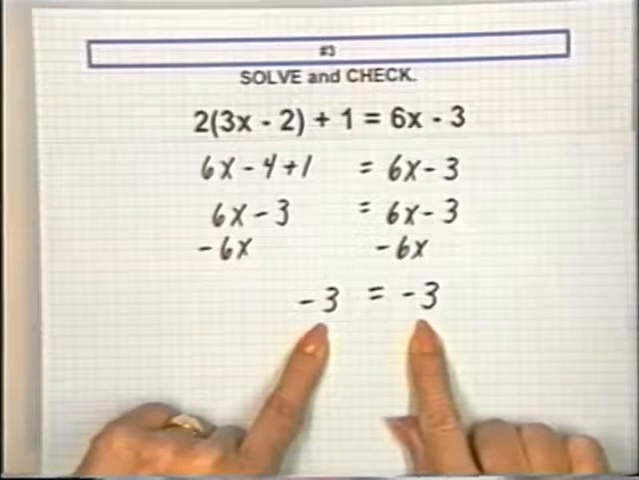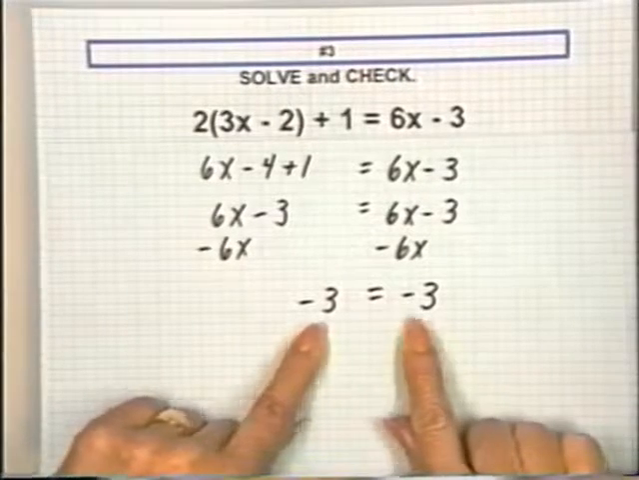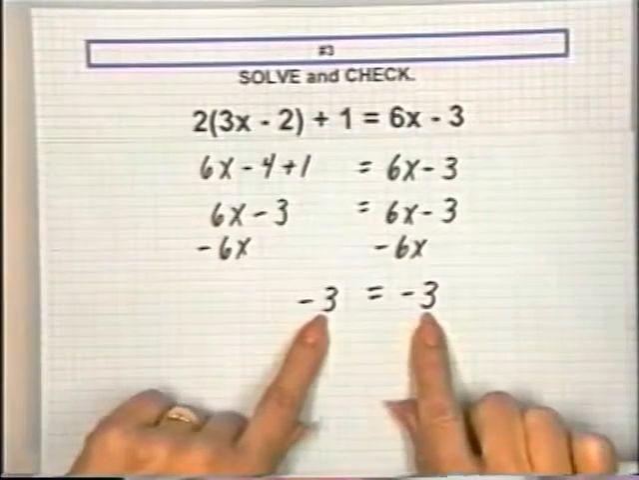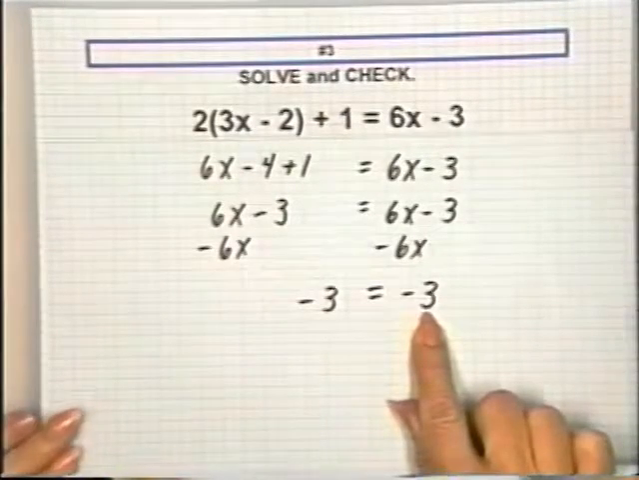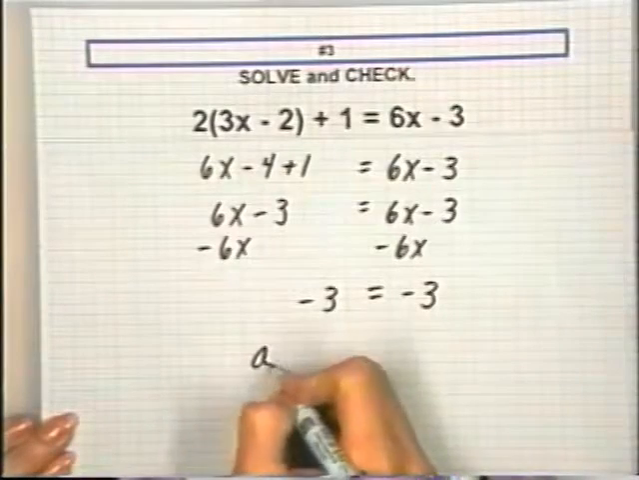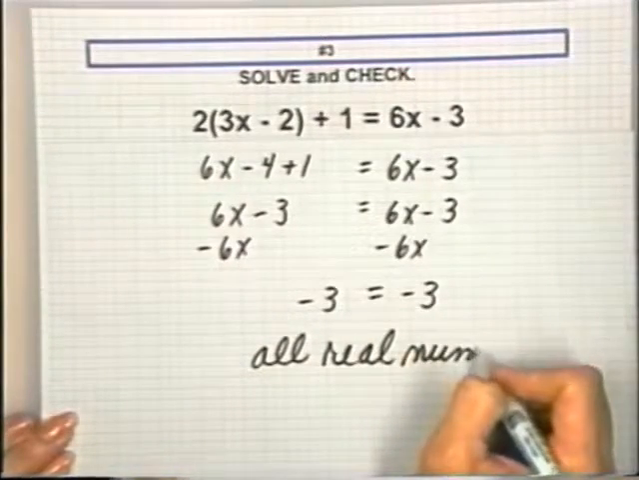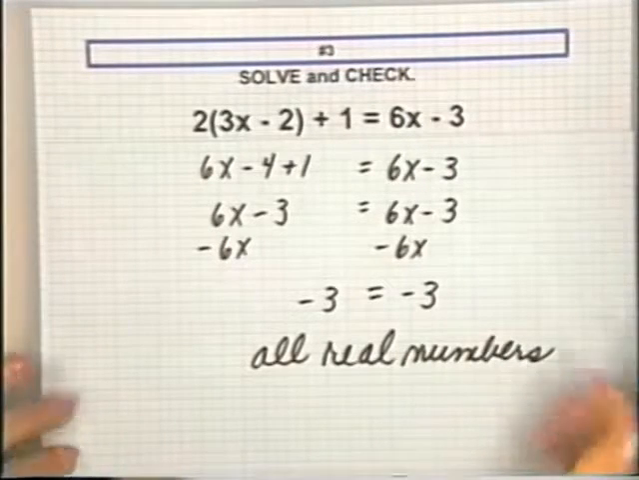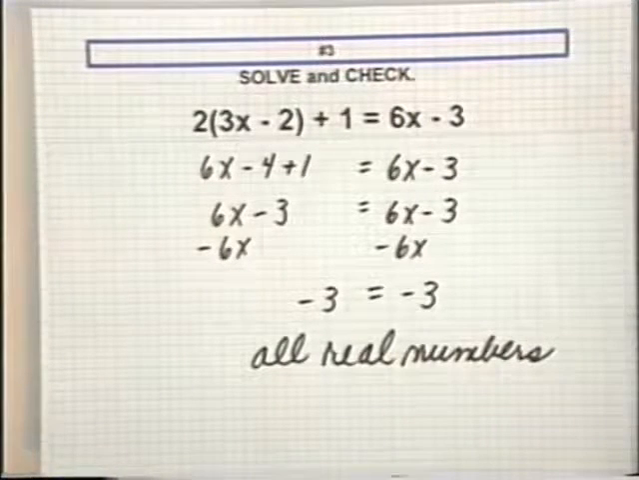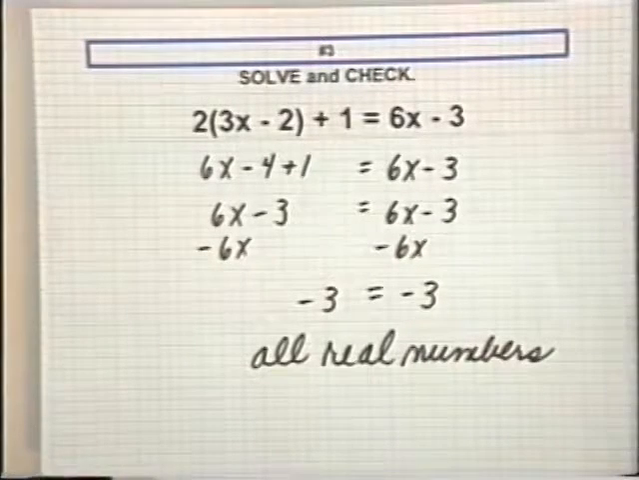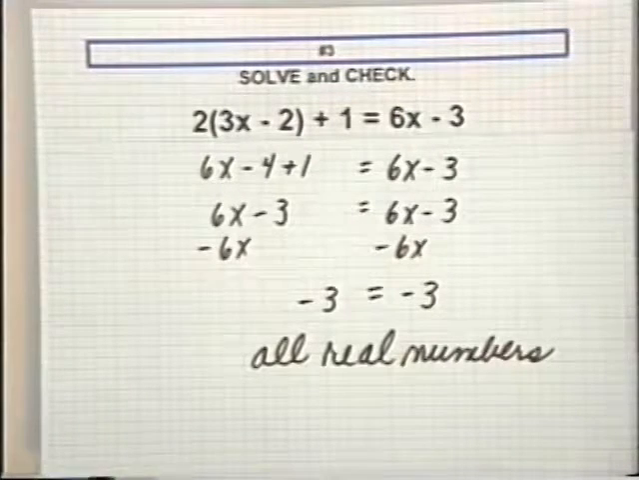This is a true statement. Since I have eliminated all of the x terms and the resulting equation is a true statement, the solution is all real numbers. And I will not check all real numbers. This completes this section. Now let's move to the next set of problems.